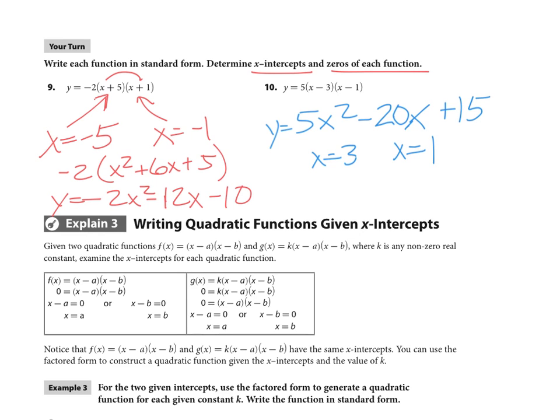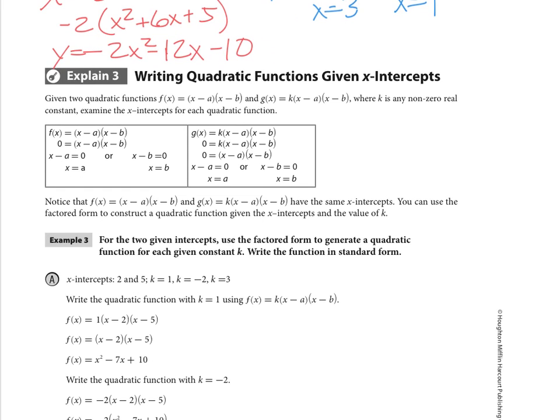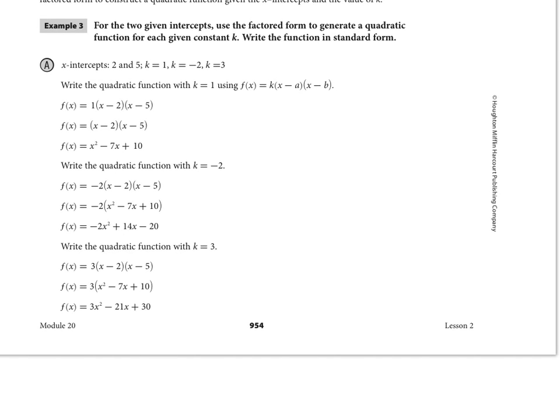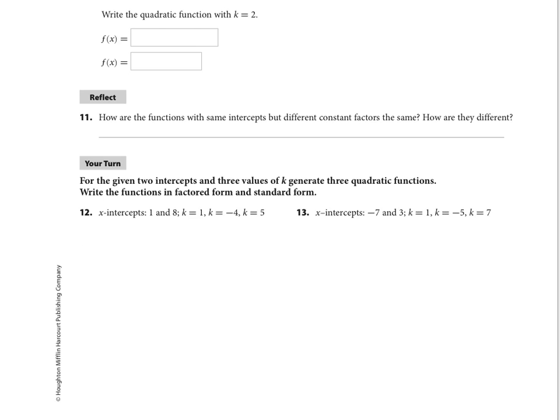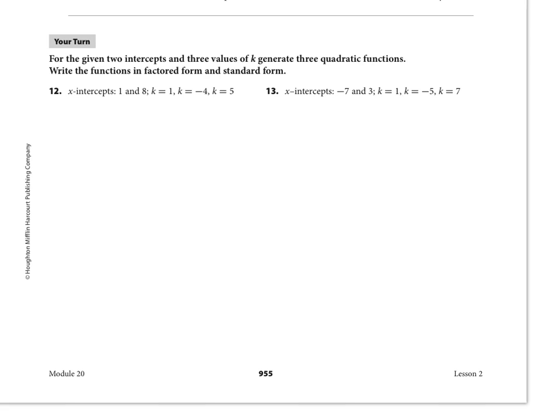So then down here they go to how do you write a quadratic function given your x-intercepts. Again, they go through an example worked out here, and another one that you can fill in. And I am going to go immediately here.